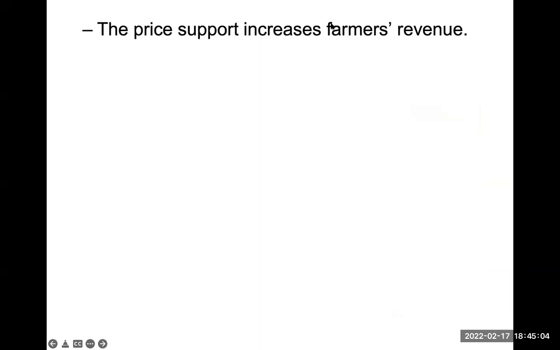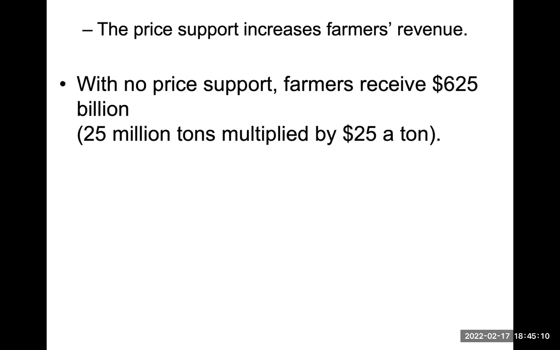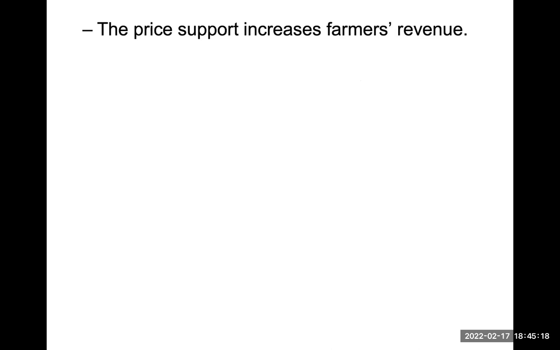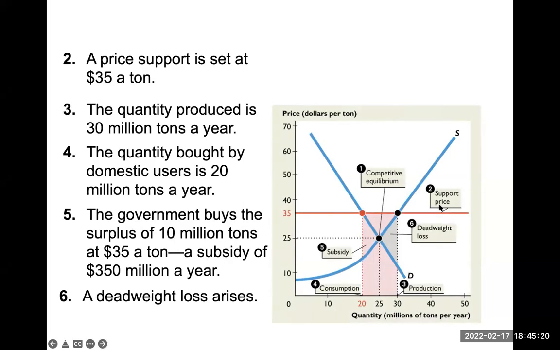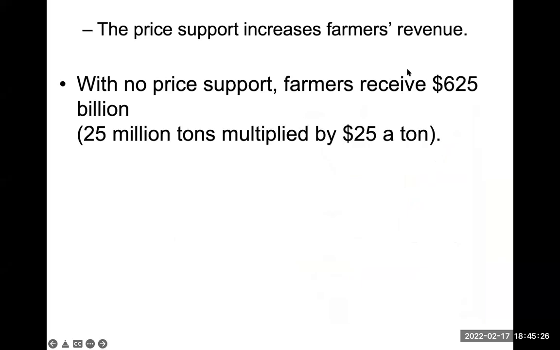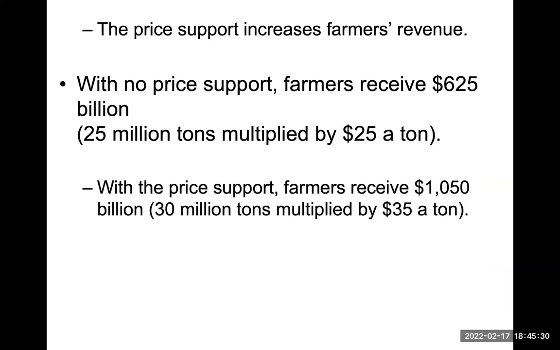So at this moment, the price support would increase farmers' revenue. With no price support, farmers would receive 625 billion. That is 25 multiplied by 25, just now you see 25 multiplied by 25. So this is how we would see the farmers will receive 625 billion.